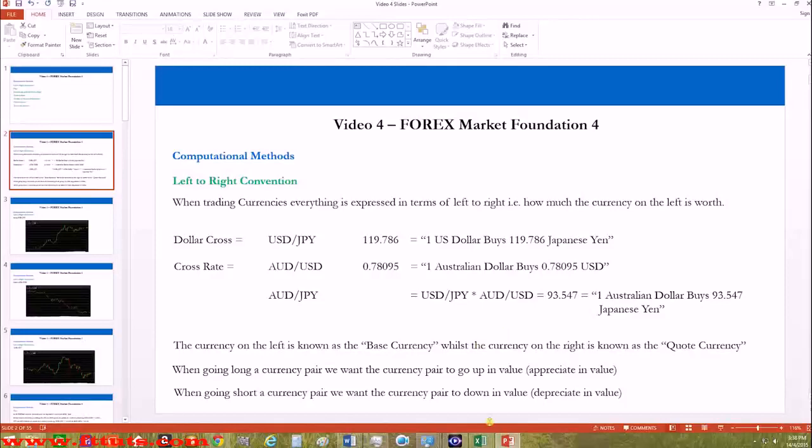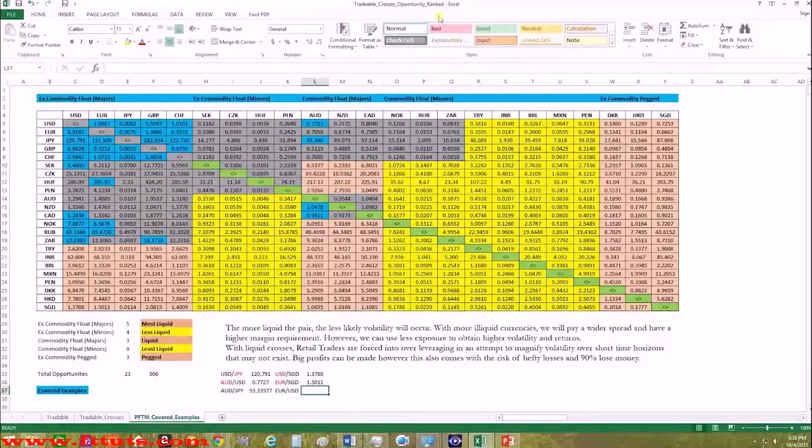Now what you can do is go back to video number 2 and download the spreadsheet that we showed you earlier, and we can go over to this now. The spreadsheet is called Tradable Crosses Opportunities Ranked. You're going to see a big table here of currency crosses that can actually be used to work out cross rates. The example we looked at in the presentation just a second ago was dollar yen and Aussie dollar US dollar, so two US dollar rates, and we worked out the Aussie dollar yen rate.